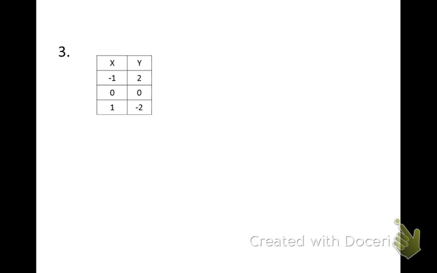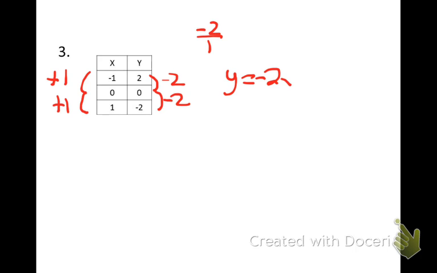Alright, I don't give you very many here, so let's see if we can figure something out. So again, going from -1 to 1, what am I doing? I am adding 1. 0 to 1, I'm adding 1. What happens here? 2 to 0, I'm taking off 1. 0 to -2, I'm subtracting 2. So my ratio is -2 over 1, which would just be y equals -2x.